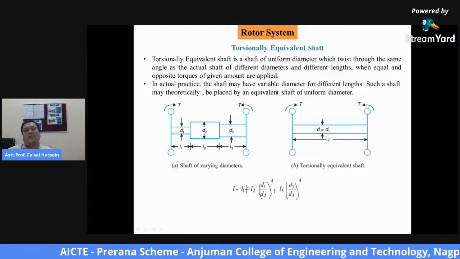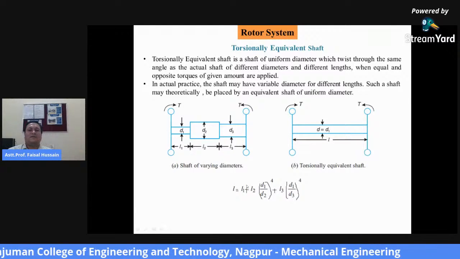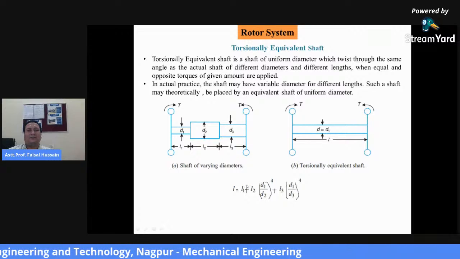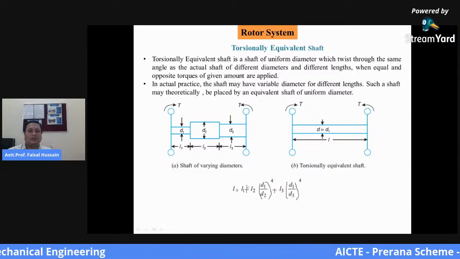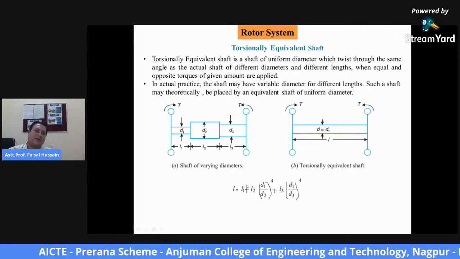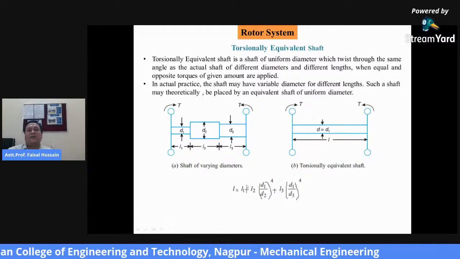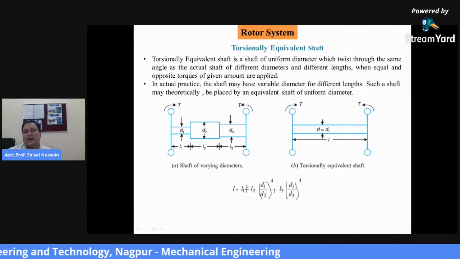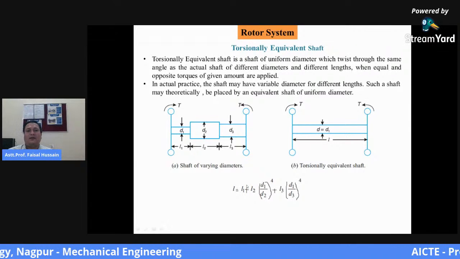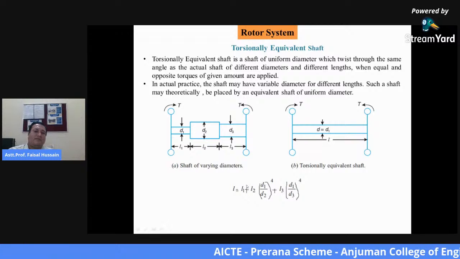But if we are finding the frequency, it is not possible to consider all the sizes of the shaft. So what we generally do is reduce the shaft of varying diameters into a torsionally equivalent shaft in such a way that the twist will remain the same as that of the actual shaft with actual length. Okay. And when equal and opposite torques of a given amount are applied, all the parameters regarding the twisting will be the same. So this is the diagram here.